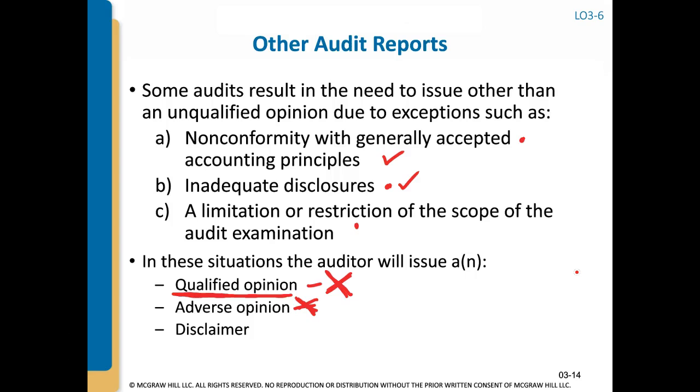Or maybe if there's a really huge limitation on the scope of the audit examination, like maybe management will not let them see reports, or they just don't have the information that they need to provide the auditors to give them comfort with the numbers on the financial statement. Depending on the severity of these issues, they can issue a qualified opinion. And if the issues are really severe, it's really, really limiting, and you really cannot rely on any of the numbers in the financial statements, they will issue an adverse opinion.